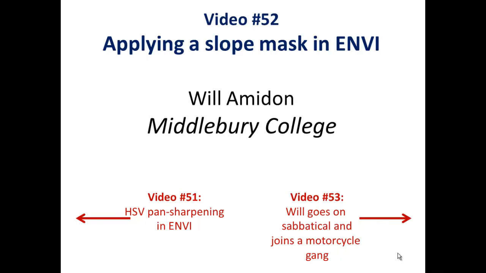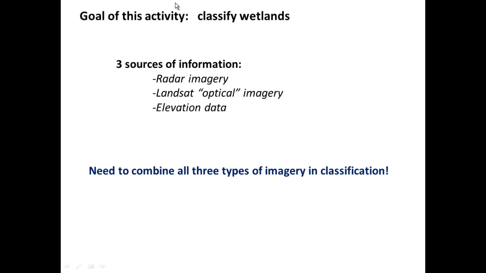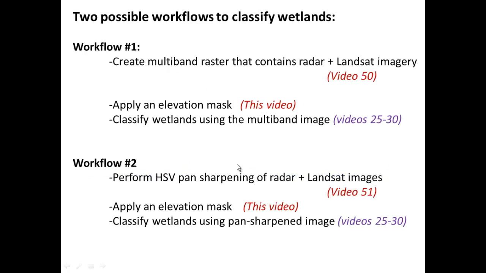This is the last in a series where we've been trying to combine radar imagery with Landsat optical images to classify wetlands in the Middlebury, Vermont area. So to classify wetlands, we've been trying to combine three images: the radar, which is L-band JERS 1, with Landsat, and now we want to add in some elevation data. And we're going to get valuable information from all three of these images.